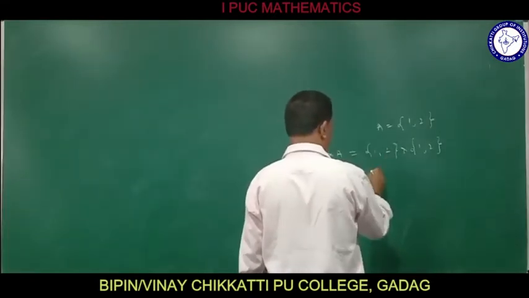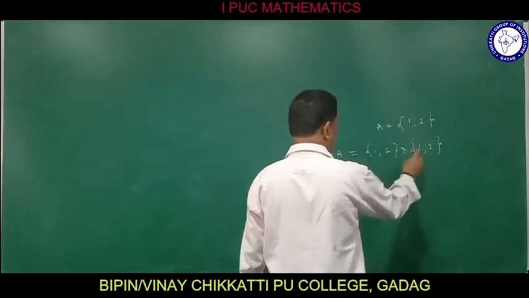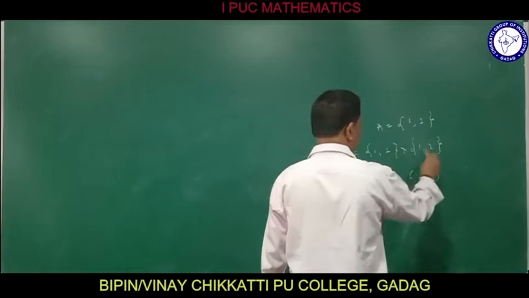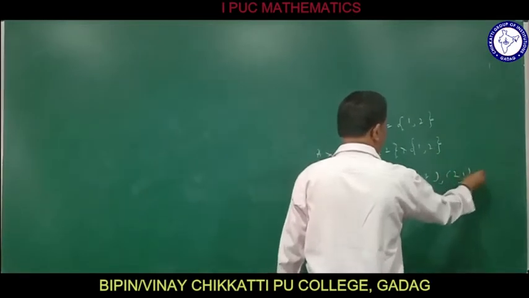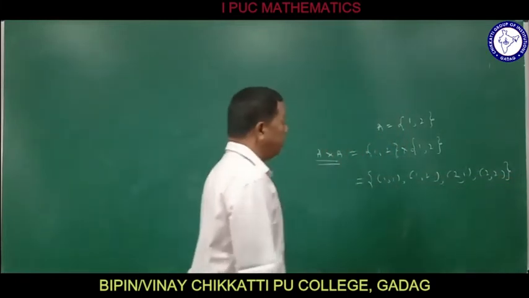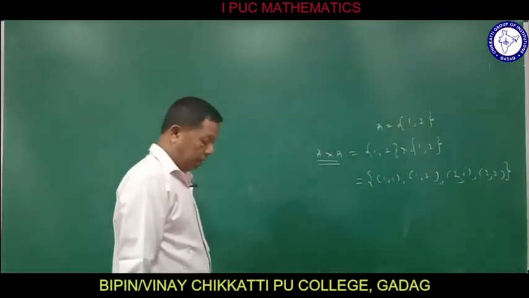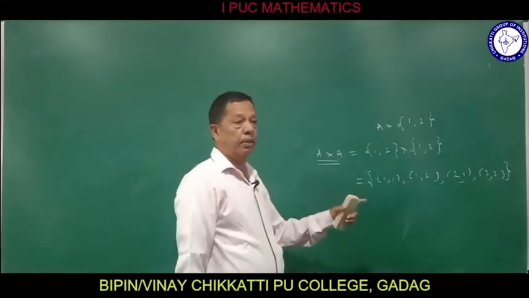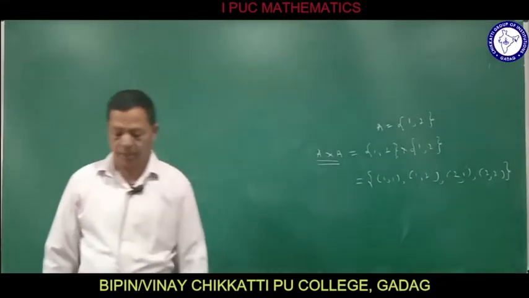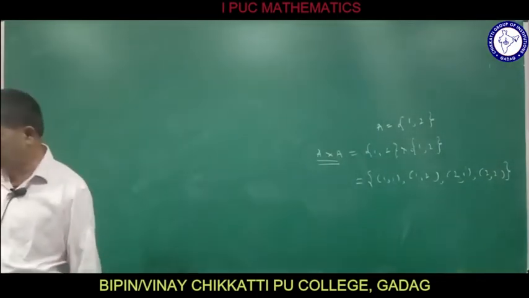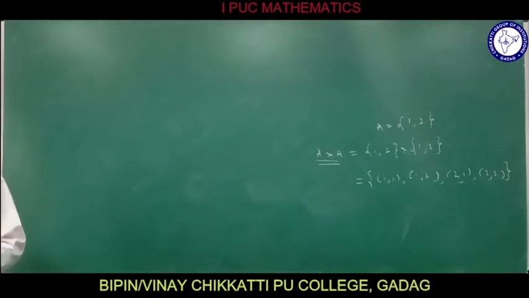The ordered pairs are (1, 1), (1, 2), next (2, 1), and next (2, 2). This is the way of finding the Cartesian product. If only one non-empty set is considered, A into A, there also you can find the A cross A, the Cartesian product of A and A.